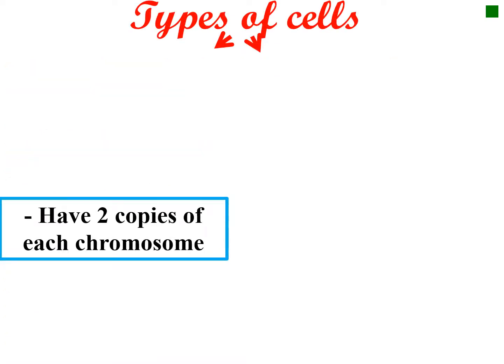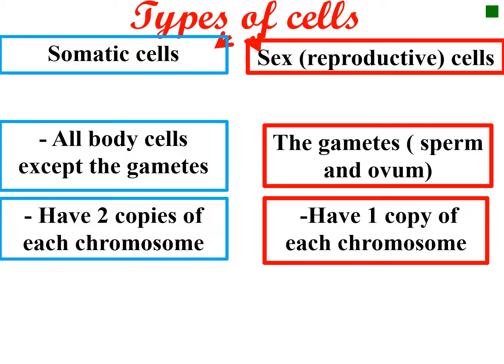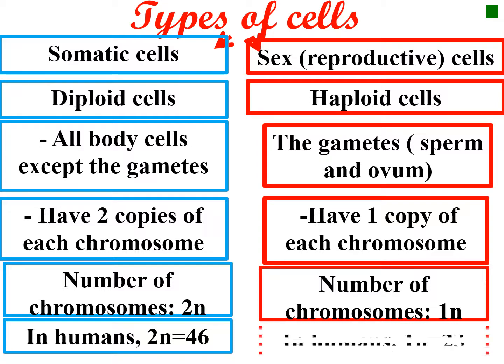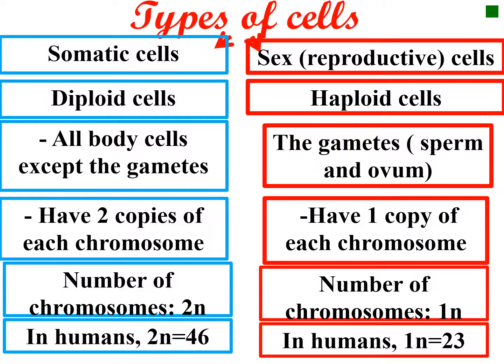Types of cells. We already know that we have two different types of cells. Either they are somatic or they are sex cells. Somatic cells are diploid, while sex cells are haploid. Somatic cells are all the body cells except the gametes.